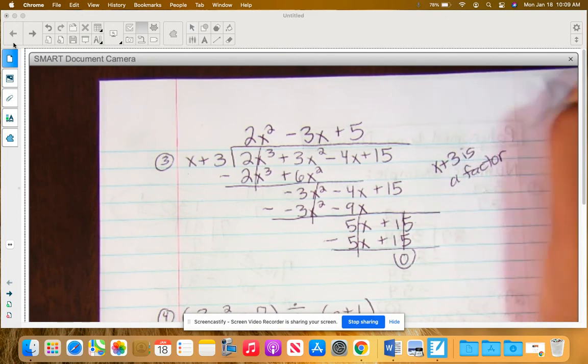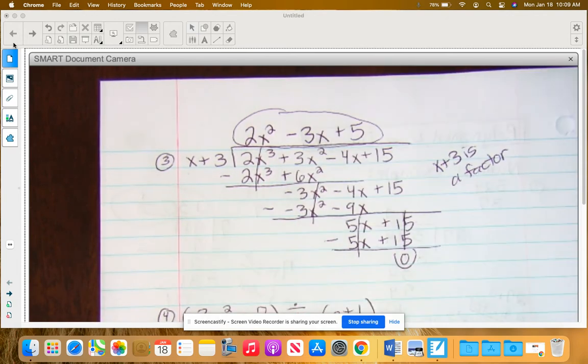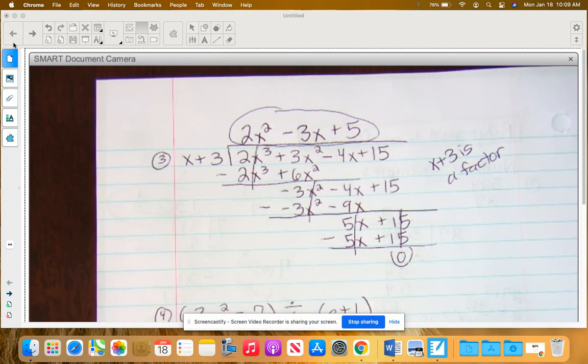I do not have a remainder, and my quotient is 2x squared minus 3x plus 5. So our final answer is 2x squared minus 3x plus 5. Now let's get into this idea of a placeholder. I had briefly talked about it, but I want to show you a couple of examples.